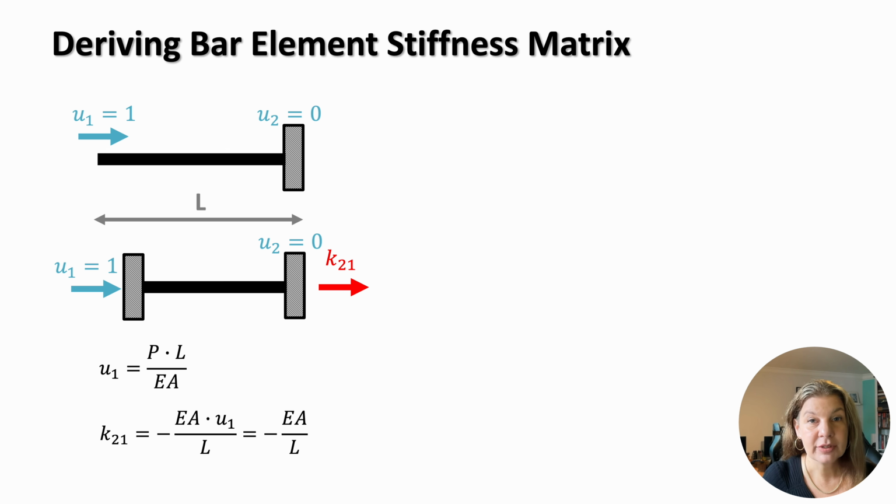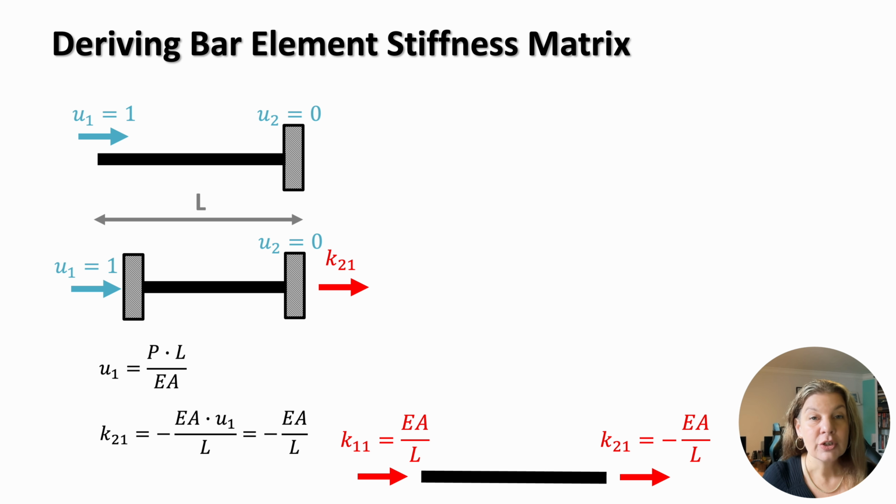We know from previous studies that the displacement is PL divided by EA. If we isolate the force and substitute u1 for 1, we can then find that the force required to create a unit displacement is EA over L. Using equilibrium, we can then find the force at the other end of the beam. We'll note that it is EA over L as well. Note that the signs plus and minus correspond to the directions of the degree of freedom that we determined as positive directions.